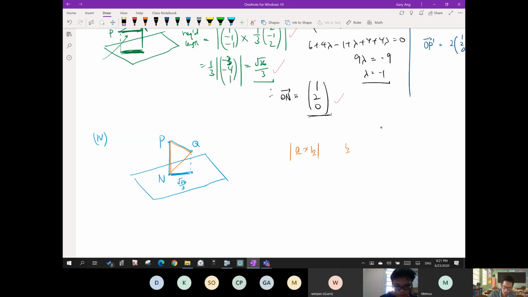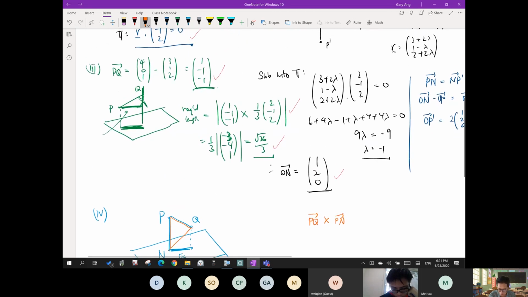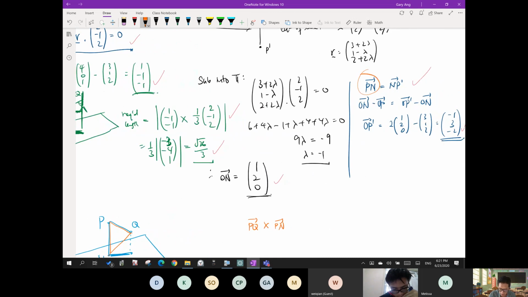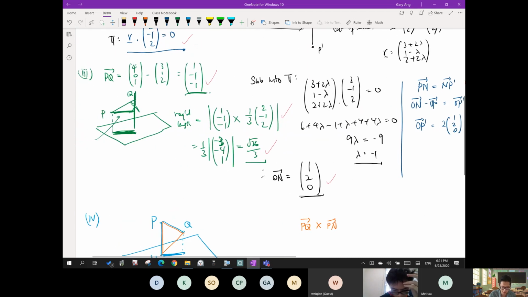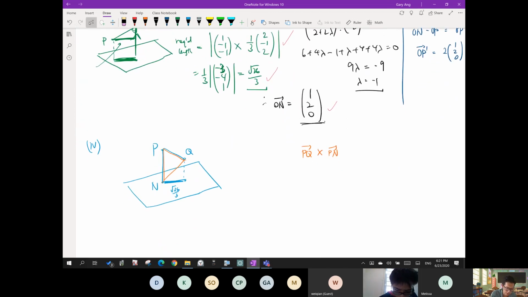Now, of course, in this case, you could have just taken PQ, which you already have, and cross PN, which you also have. So we have PN, we have PQ, all the vectors we have. So it already gives us these two sides, correct? Cross them, half it, that's your area of triangle. You're done already, actually. This is one method. Just do it properly, you'll get the answer.